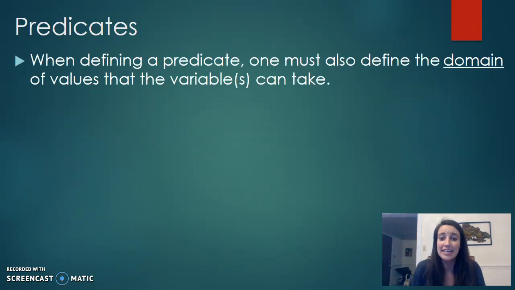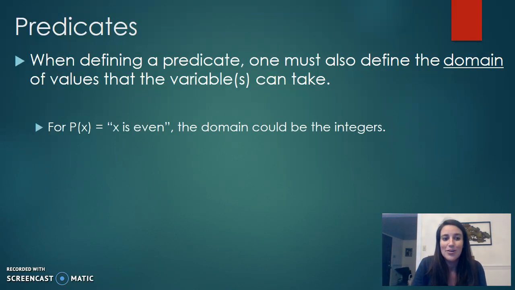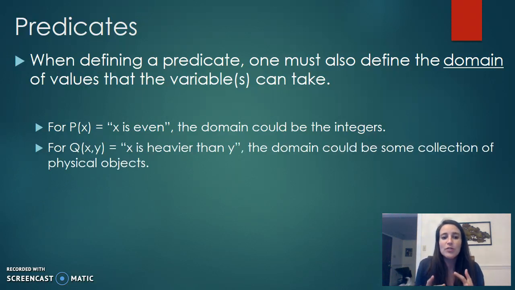When defining a predicate, you must also define the domain of values that the variables can take. For example, with the predicate P of x defined by the sentence x is even, the domain could be something like the integers. But for Q of x, y, x is heavier than y, the domain would have to be some collection of physical objects that we could weigh to decide if one was heavier than the other.